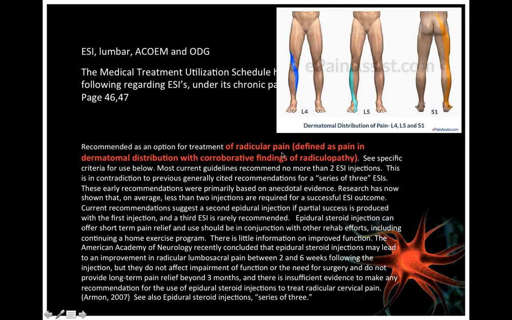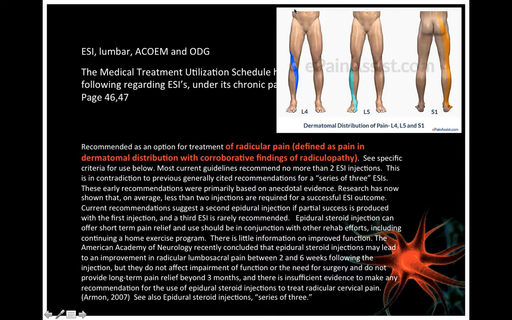So radicular pain is defined as pain in dermatomal distribution. What does dermatomal distribution mean? Dermatome means a section of the skin that the nerve innervates. So there are multiple different nerves that go down the leg, right?